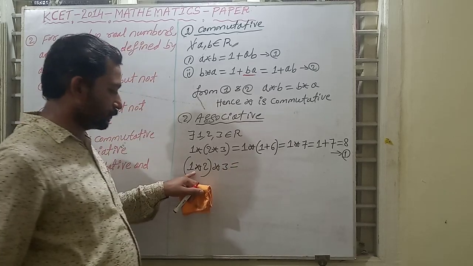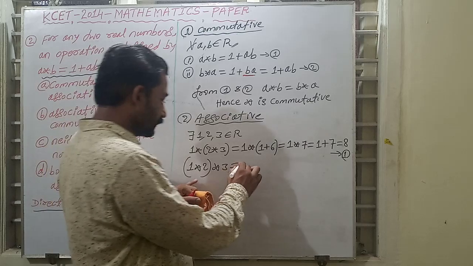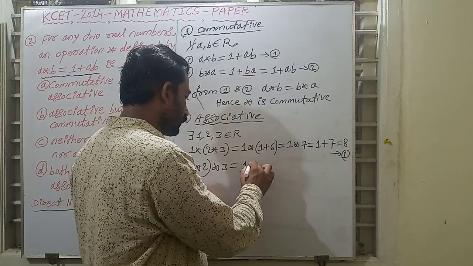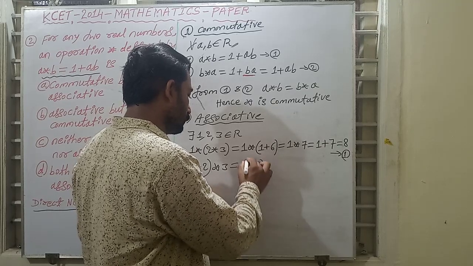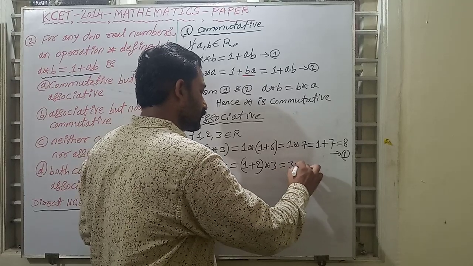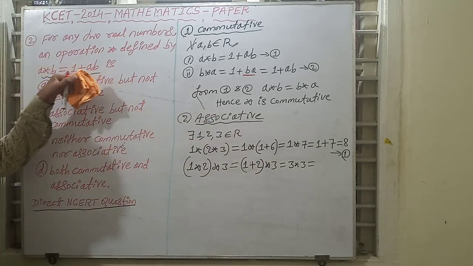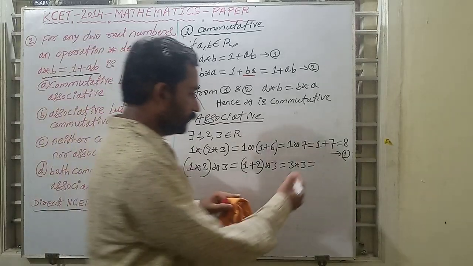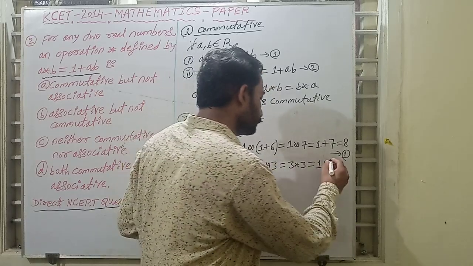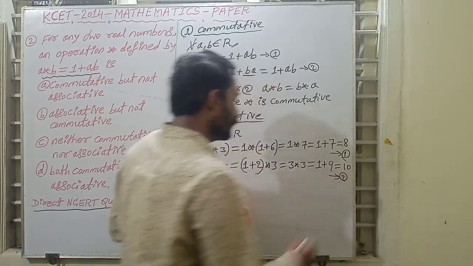Now take 1 star 2 star 3. Simplify first 1 star 2 using the condition a star b is equal to 1 plus ab. So 1 star 2 is nothing but 1 plus 1 into 2, that is 1 plus 2, star 3. Now 1 plus 2 is nothing but 3, so 3 star 3. Again simplify using the condition a star b is equal to 1 plus ab. 1 plus 3 into 3, 9. 1 plus 9 is equal to 10. This is equation 2. From 1 and 2, both are not equal.